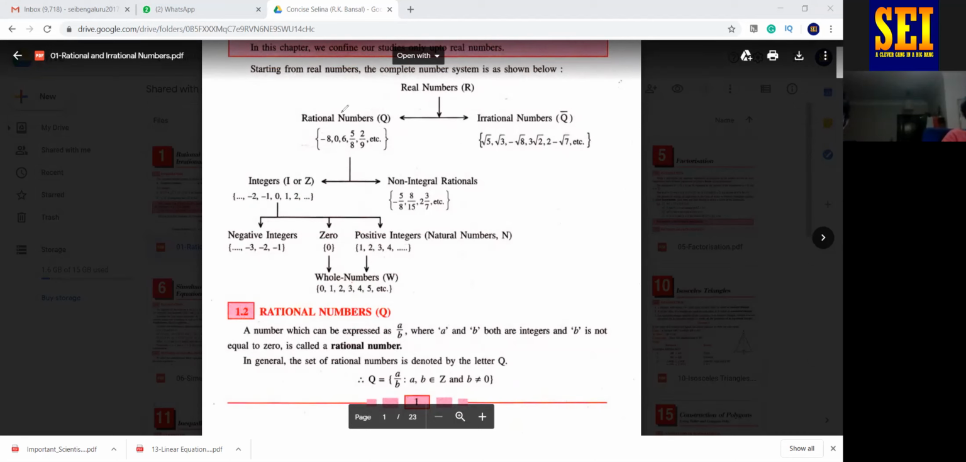Again, the rational numbers are of two types: integers and non-integral rationals. Integers means including 0, 1, 2, 3, all positive numbers, and minus 1, minus 2, minus 3, and so on, the negative numbers. And non-integral rationals: 8 by 15, minus 5 by 8, 2 and 3 by 7. 2 and 3 by 7, we can do that: 2 into 7, 14 plus 3, 17 by 7, easily. So it's a non-integral rational. Again, integers are negative integers, 0, positive integers. Negative integers are minus 3, minus 2, minus 1, and 0, you know that. Positive integers are 1, 2, 3. From 0 to positive integers, these are all the whole numbers. Whole numbers we indicate with the letter W.